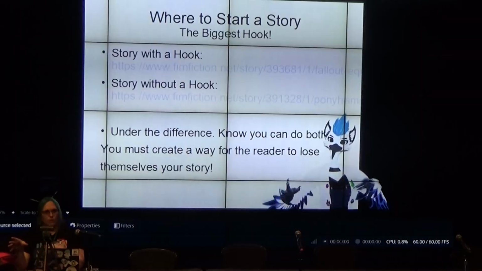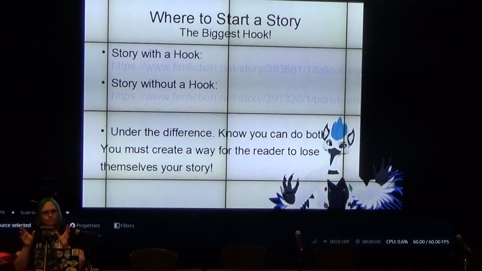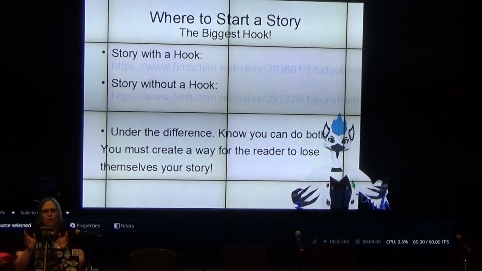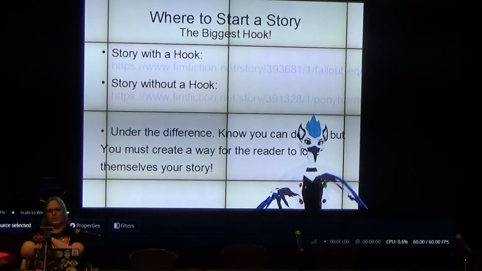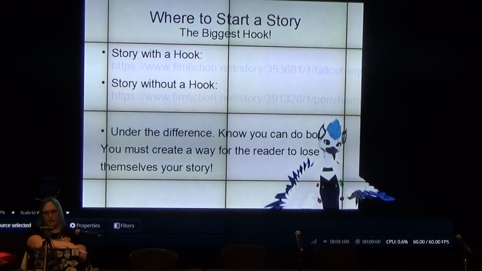Fallen Equestrian Entry, story with a hook. I started to write a story called Ponyhammer. Doesn't have a hook. It just drops into the plot. The important thing with a hook is that you drop something in and don't explain it. And it is only explained by reading the story later.